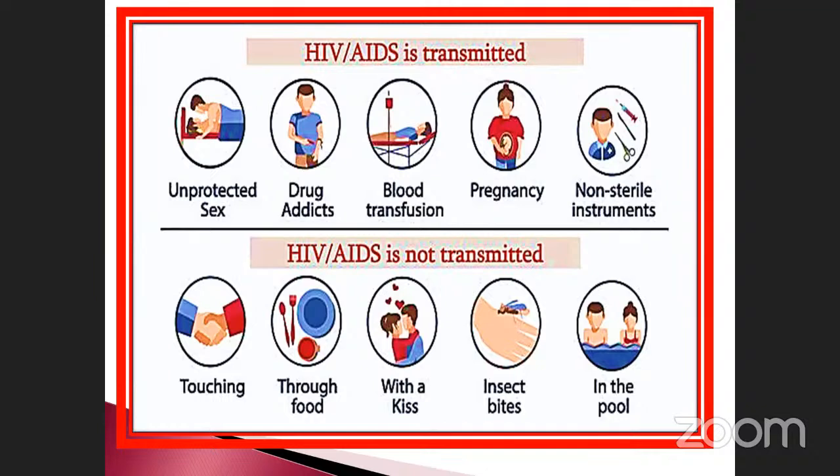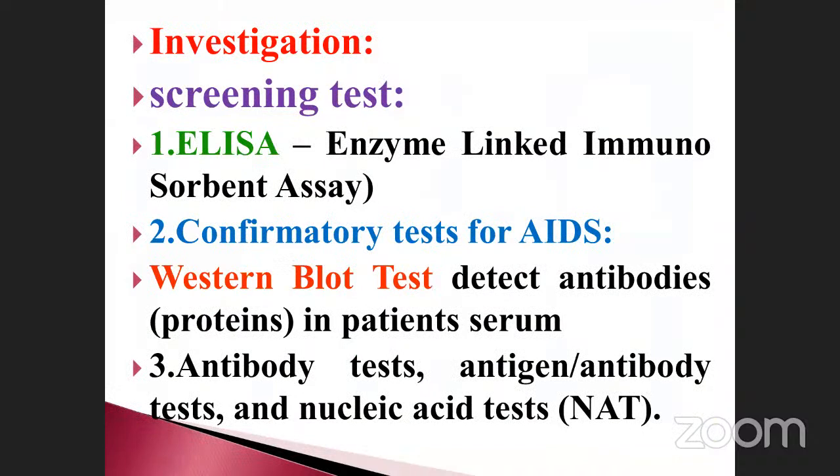It is not transmitted how? When you are touching your friend's hand, shaking hands, through food, and also something else. Insect bites: here the insect bite does not spread it. There, what they have given, 13% it will be possible, like that they told. In the pool, when you are swimming, or bathing together, it will not spread. So investigation is very, very important.